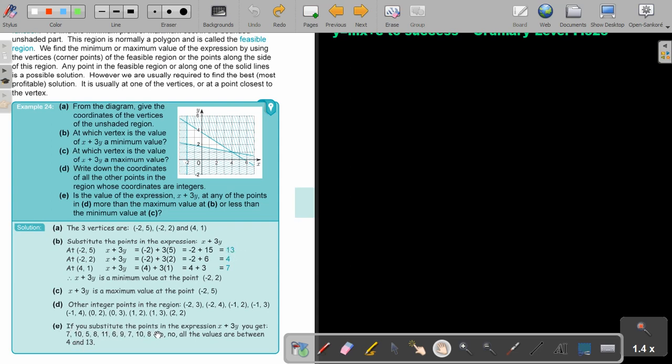They were all in the middle, and that's why this example shows you that the maximum or the minimum points of an expression will be closest or on the corner vertex points. Okay.